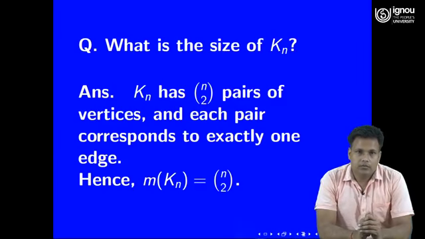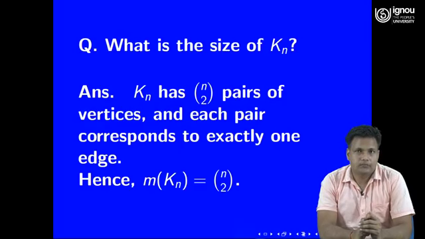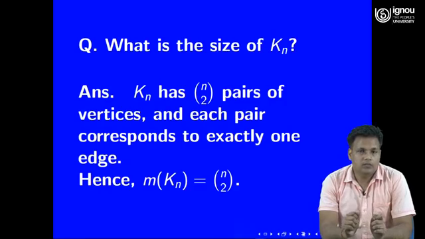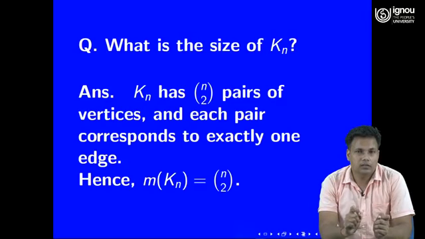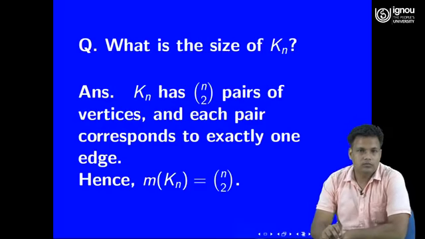Now you might be interested in what is the size of a complete graph on n vertices. That is, what is the size of Kn? We know that Kn has n choose 2 pairs of vertices, and for each pair there is exactly one edge that connects the 2 vertices. So there are exactly n choose 2 edges in Kn. That is, the size of Kn is n choose 2.